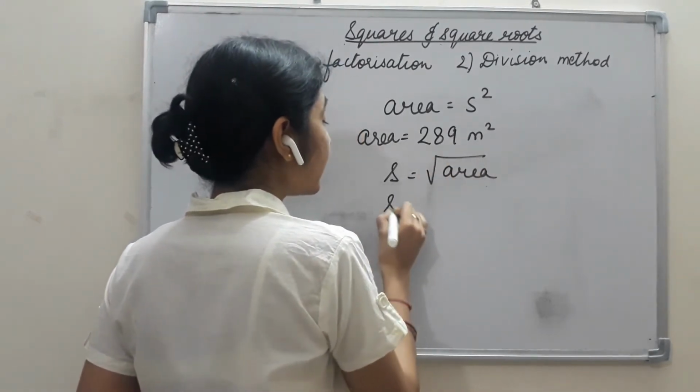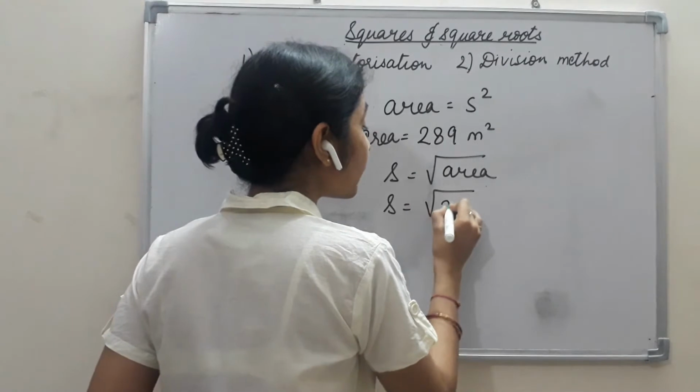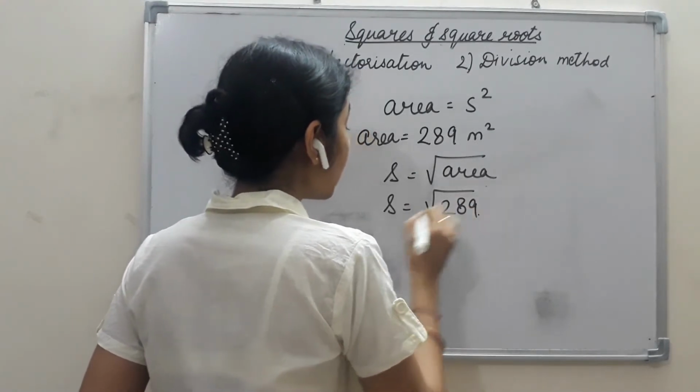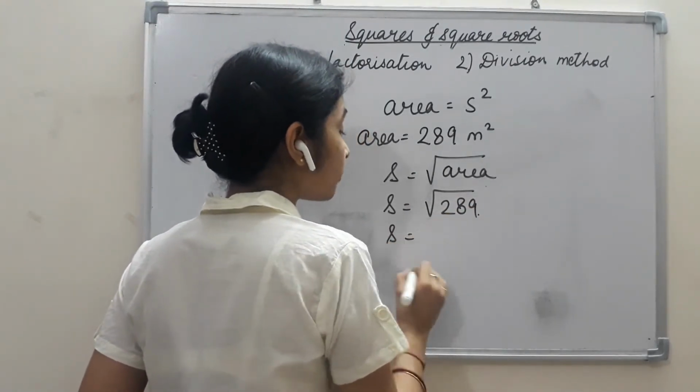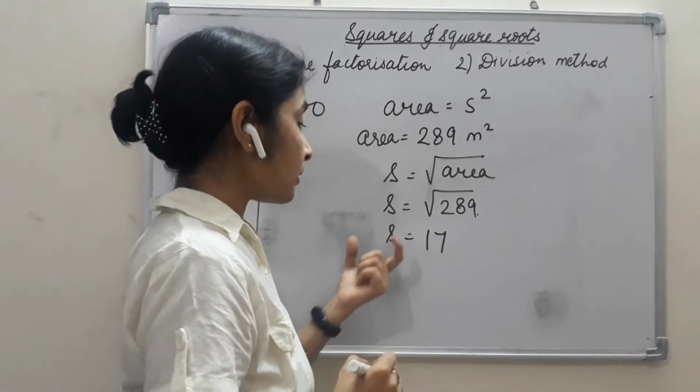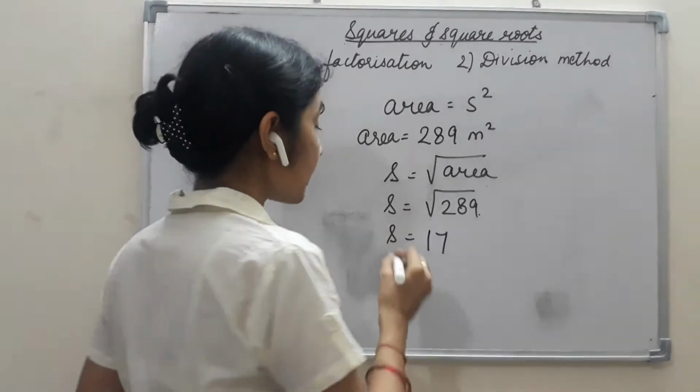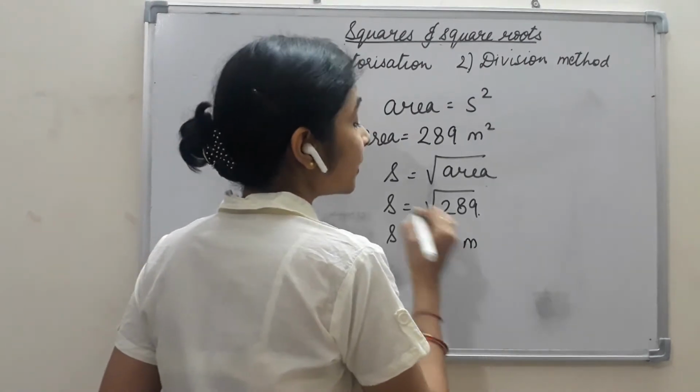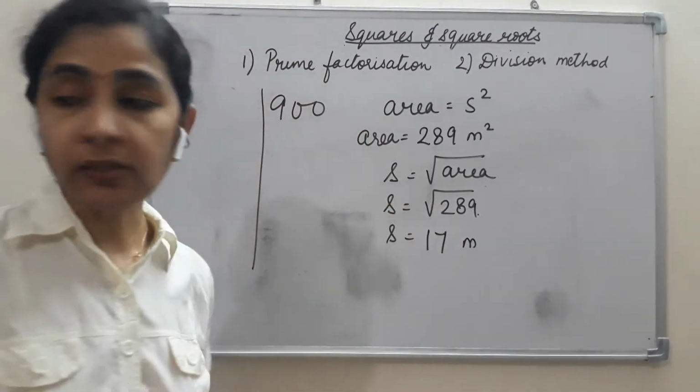So side is equal to square root of 289. We have read in the previous video that it is equal to 17. So side is equal to 17 meters. Like this, these types of questions are generally asked.